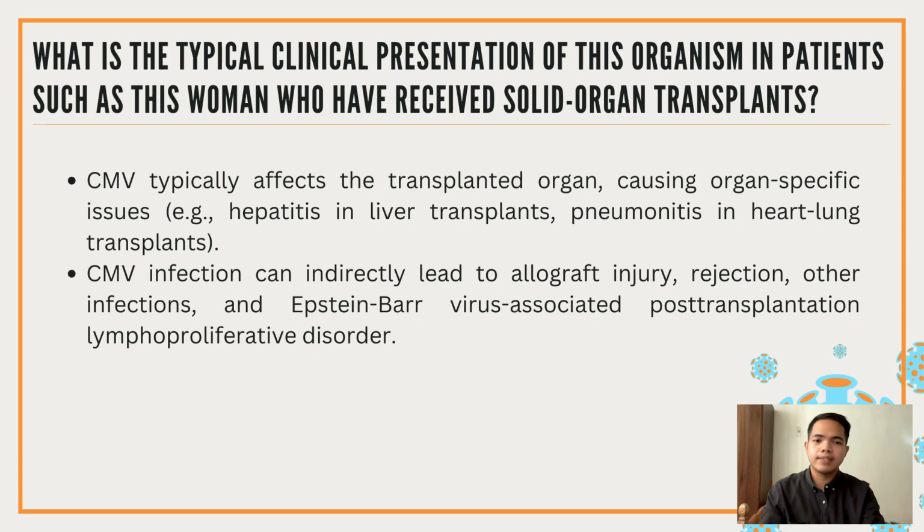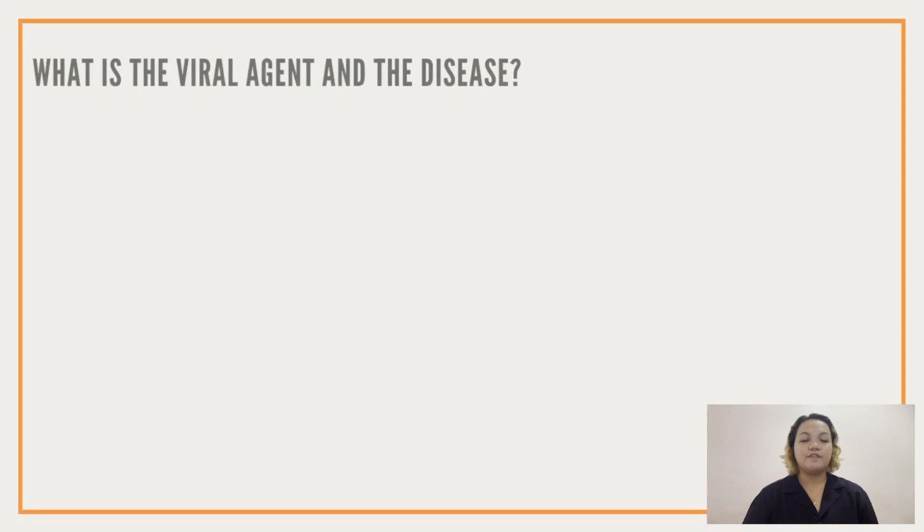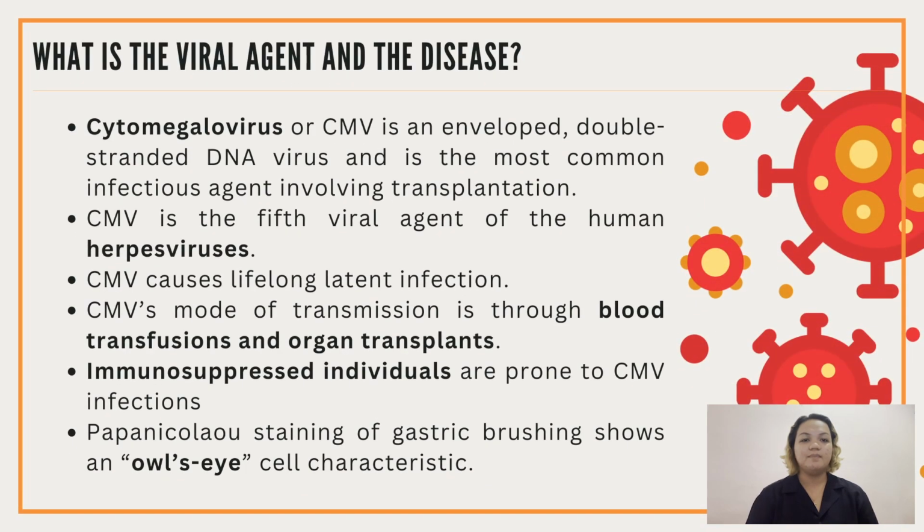The clinical case of the 59-year-old female patient critically implies a cytomegalovirus infection. Cytomegalovirus, or CMV, is an enveloped, double-stranded DNA virus and is the most common infectious agent complicating transplantation. It is also the fifth viral agent among all the 8 human herpes viruses. This virus was the cause of the patient's gastritis and pneumonitis.